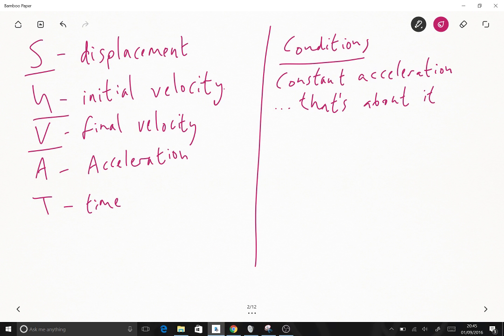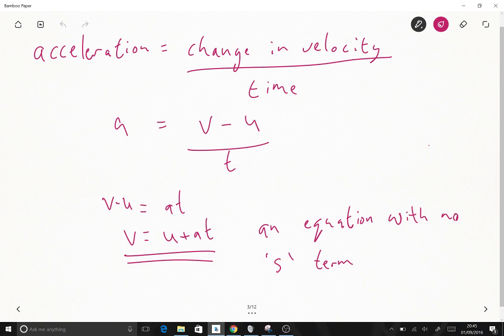Now the conditions of the SUVAT equation are that there is a constant acceleration, and that's about the only condition. There's some others, but that's the big one. Because it's a displacement, and displacement is a vector quantity, the particles usually move in a straight line. And by usually, I mean always, and that's pretty much it. So, let's have a look at these equations.